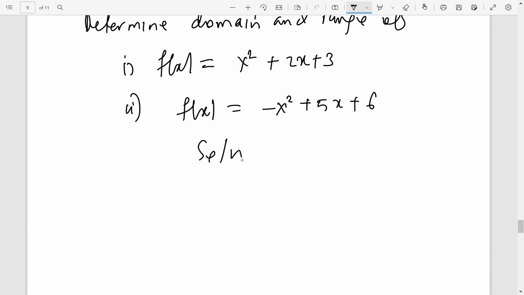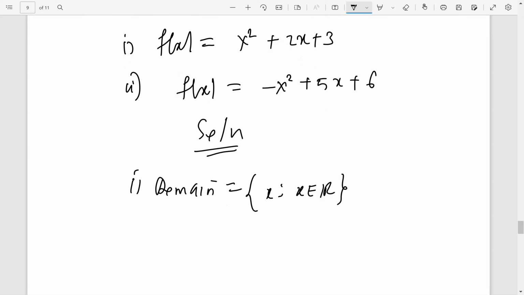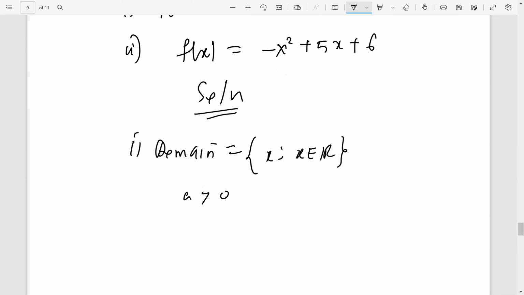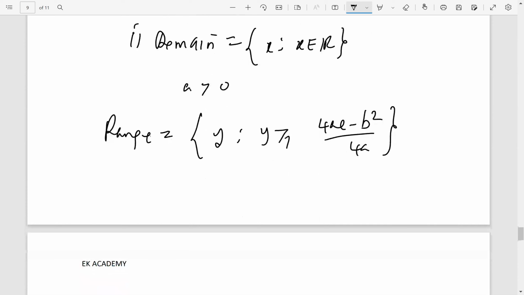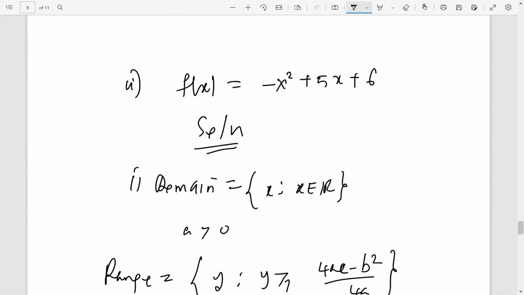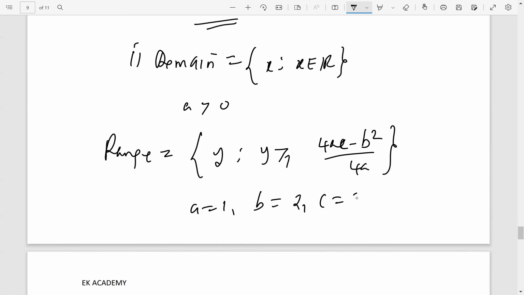So for part 1, obviously domain is a set of all real numbers x, and we can see that a is greater than 0. It means a is positive. So range, dear students, will be y such that y is greater or equal to 4ac minus b squared over 4a. So you have to find the value of 4ac minus b squared, and you are given a equals 1, b equals 2, and c equals 3.